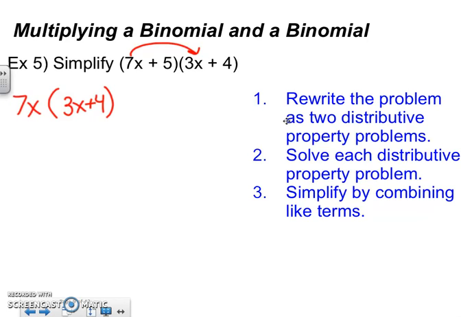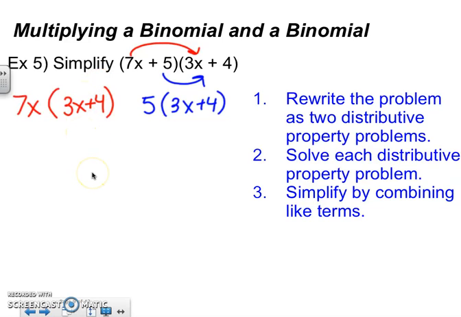Okay? So now I'm done with that 7x. And I'm going to do the second term times everything on the right. So that would be a 5 times 3x plus 4. Okay? So if you can set that up, you are going to be golden. So again, you do the first term and you rewrite that whole entire right parenthesis. You do the second term and then rewrite that whole parenthesis. That parenthesis is always going to repeat, okay?